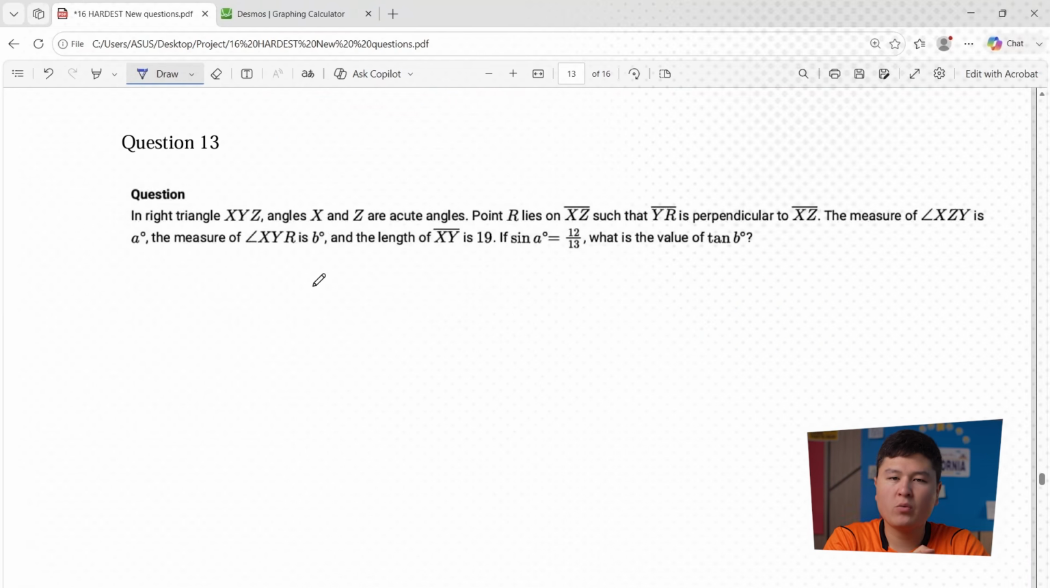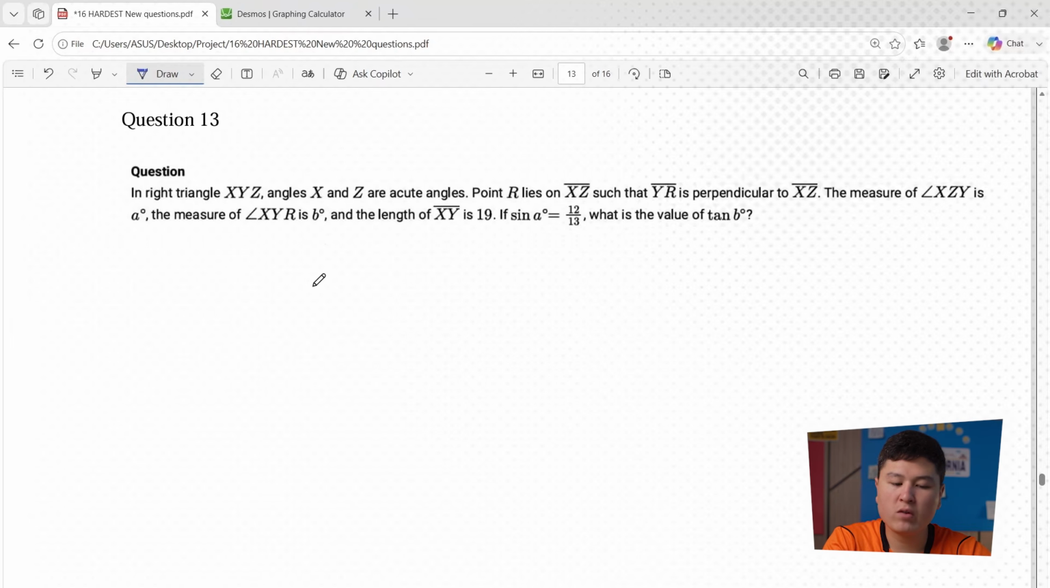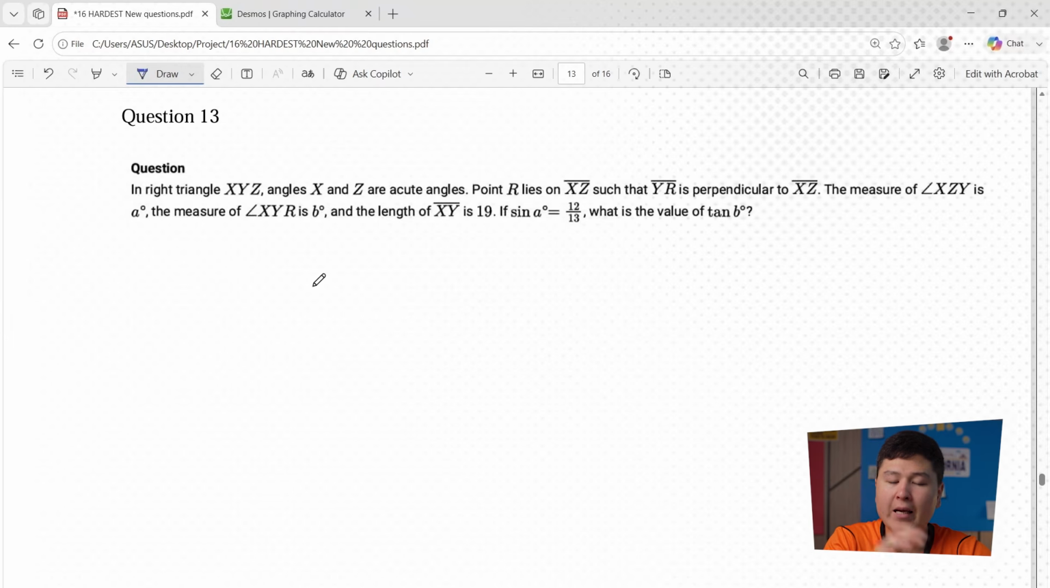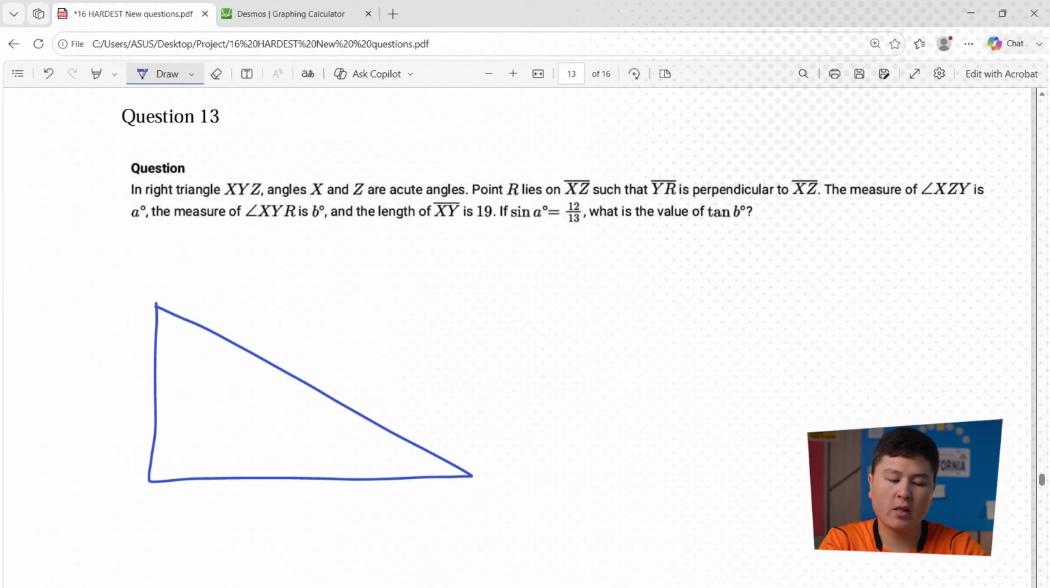It's about trigonometry. Most of the students have problems with it. Let me make it easier. So, right triangle xyz, angles x and z are acute angles. Point R lies on xz such that yr is perpendicular to xz. And then you are given everything, guys. For any geometry questions, just draw the figure. When you draw it correctly, you're going to have 50% of the correct solution.